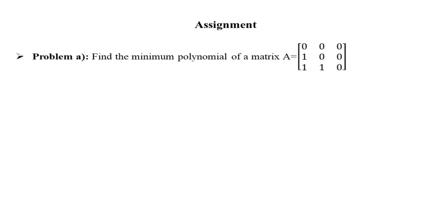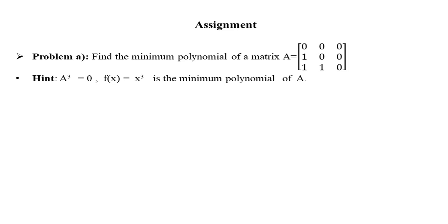Students, here is an assignment for you. Problem A. Find the minimum polynomial of the matrix A equal to 0, 0, 0, 1, 0, 0, 1, 1, 0. Hint is given. The product of the matrices A cube equal to 0 and therefore f of x equal to x cube is the minimum polynomial of the matrix A.